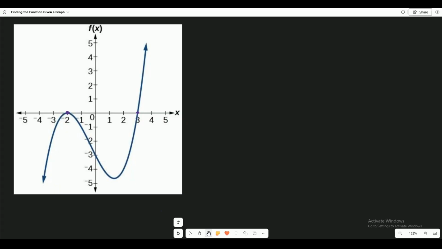Okay? So now I'm just going to write it. F of x is equal to some number a times x plus 2 quantity squared, because it's a double root, so I can square it, times x minus 3, just like that. Now we got to figure out what our a value is by using this point right here, 0, negative 3. So when x is 0, y is negative 3.